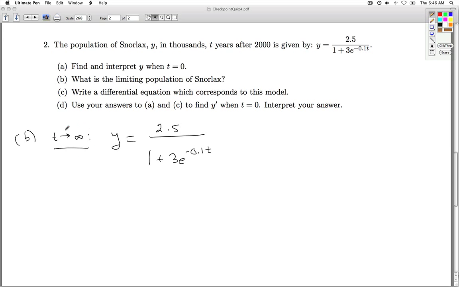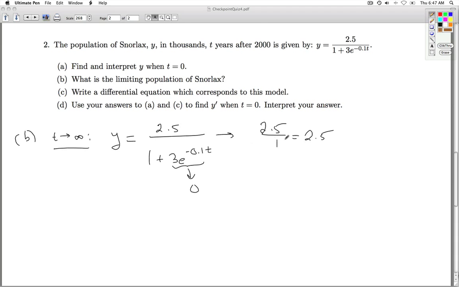As t becomes a large, big positive number, like a billion or a trillion, look at the exponent. If I take a billion or a trillion times negative 0.1, I still get a very large negative number. E to a very large negative number is a very small positive number. 3 times a very small positive number is a very small positive number. So this term is going to 0, which means the y is going to 2.5 over 1, which is 2.5.